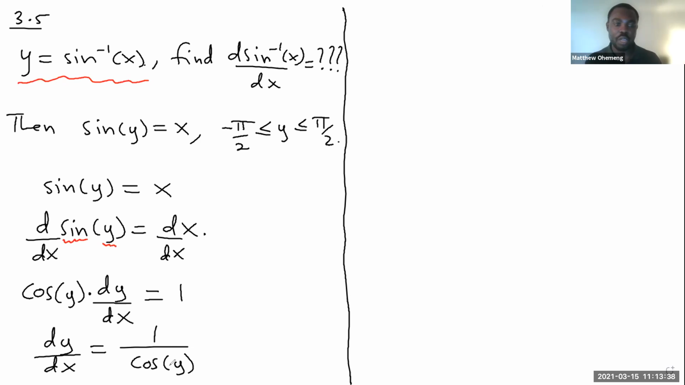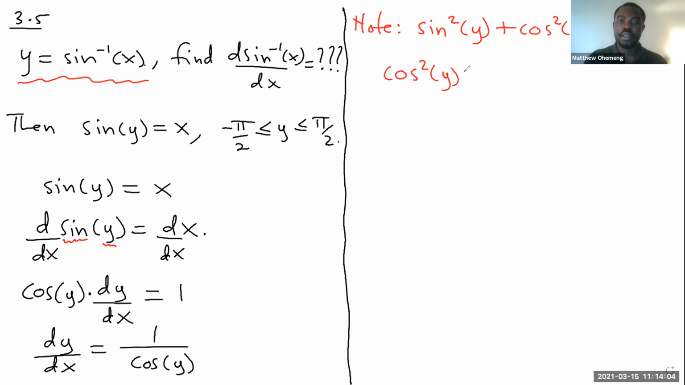So let's do that here. Let's try and find cosine of y in terms of x. To do this, just note that from Math 127, pre-calculus 2, you know that sine squared of y plus cosine squared of y equals 1. Now I'm trying to solve for cosine of y, so I have cosine squared of y equal to 1 minus sine squared of y.